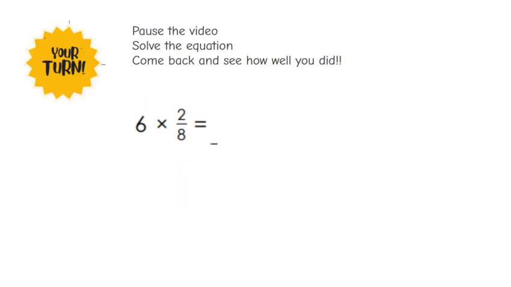Pause your video, solve the equation, and then come back. Turn your whole number into a fraction. 6 times 2 is 12. 8 times 1 is 8. This is an improper fraction, so we want to simplify it, turn it into a mixed number. How many 8s are in 12? There's 1. If I subtract 8 from 12, there's 1 whole number, and then I end up with 4 over 8.